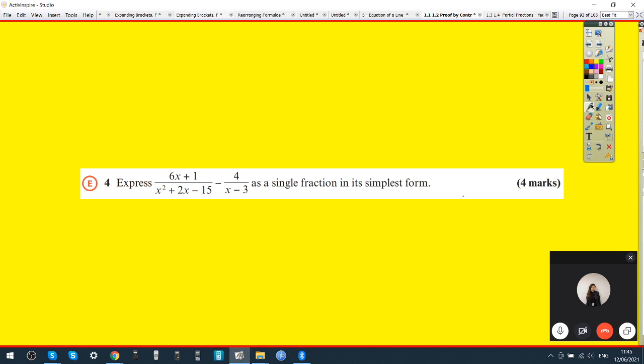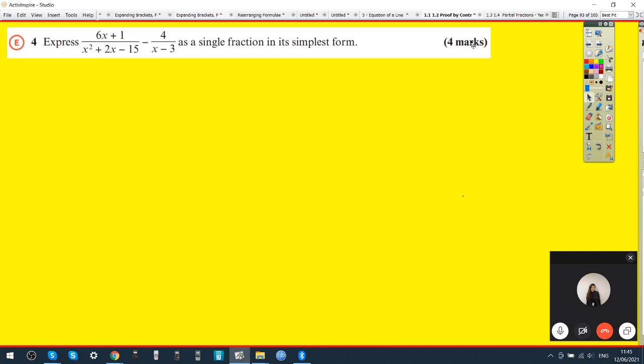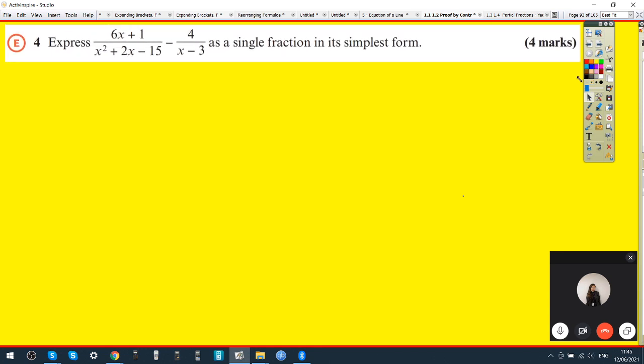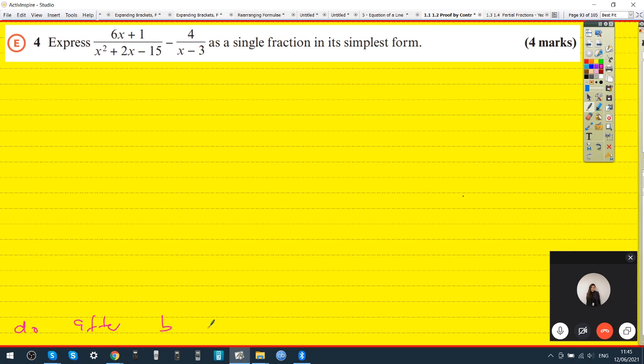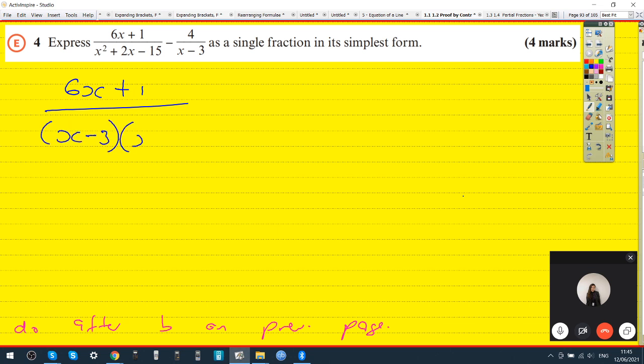Yeah, how about this? Okay. It's easier if we solve the bottom as a quadratic first. And you get x equals 3, so it becomes x minus 3, and x equals minus 5, so it becomes x plus 5. X minus 3, x plus 5.